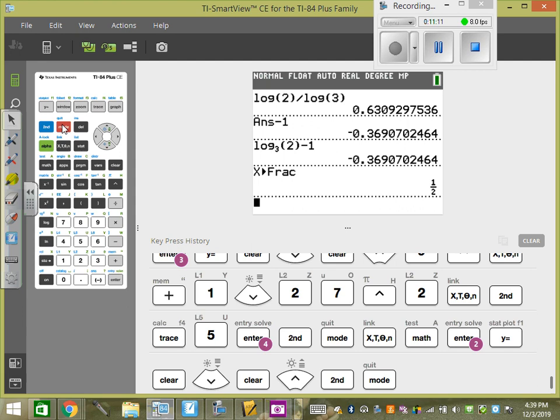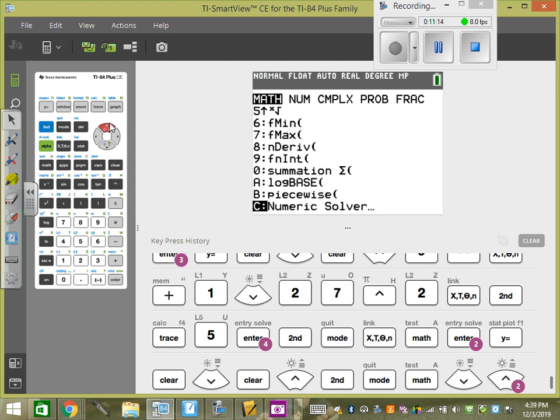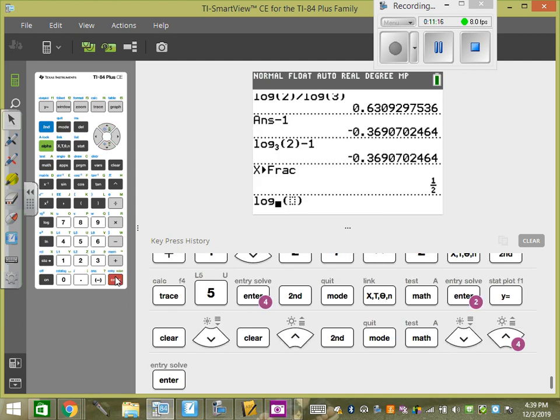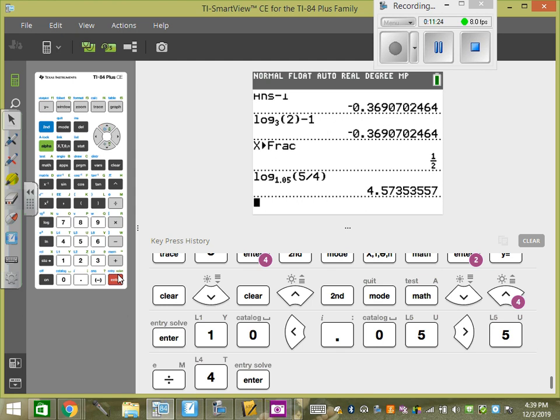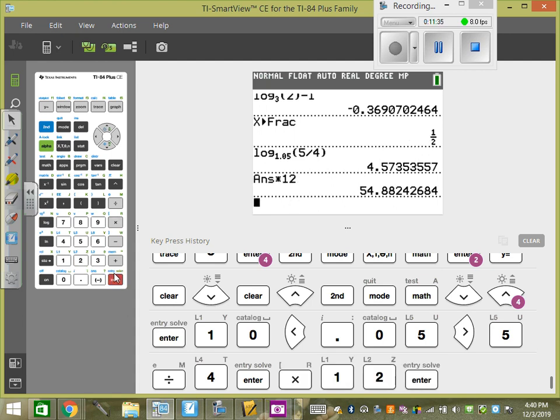And I'm going to go math, arrow up, 1.05, and then 5 divided by 4. And I get 4.57 years. Now I'm not going to round it to 5 and then times it by 12 because I can only round in the very last step. So I'm going to take that years and I'm going to multiply it by 12 first, then round it.